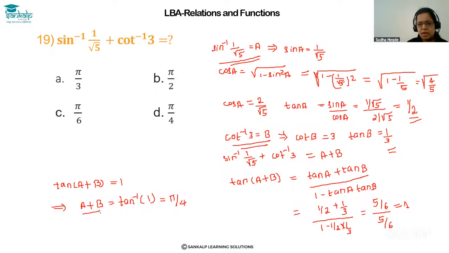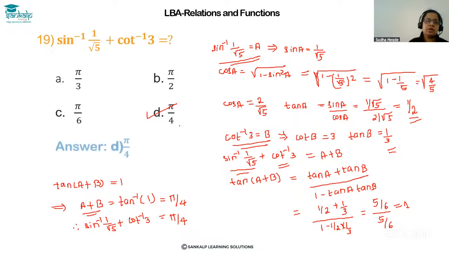Now see, what is A plus B? A plus B is sin inverse 1/√5 plus cot inverse 3. Therefore, sin inverse 1/√5 plus cot inverse 3 is equal to pi/4. So the given expression reduces to pi/4. Therefore, check the answer. Option D, pi/4 is the correct answer.